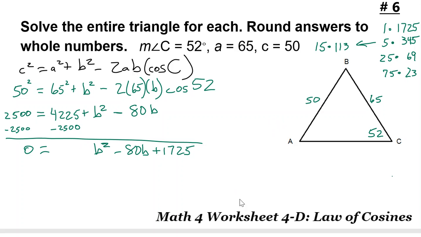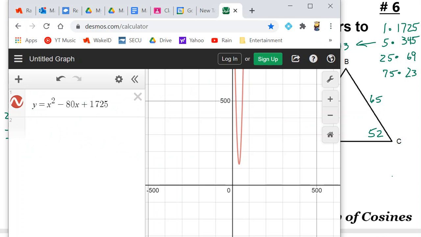All right, so here's what I did. I went to Desmos. Oh, good grief. Now I can't find, wait, now there it is. Okay, there's Desmos. And I plugged in the equation y equals x squared minus 80x plus 1725. And there's a small problem here. Notice that the graph does not cross the x-axis. The graph does not cross the x-axis.